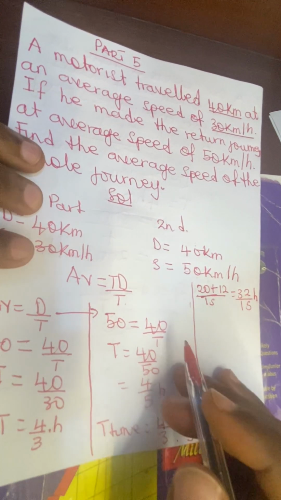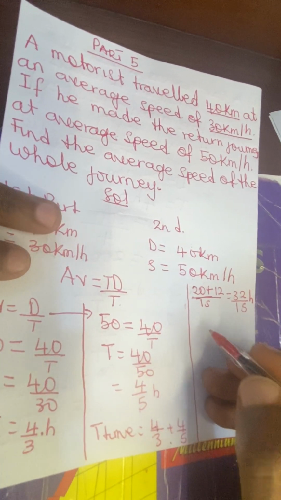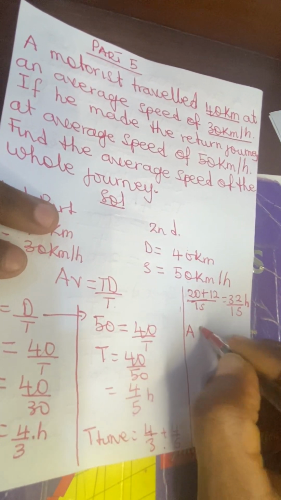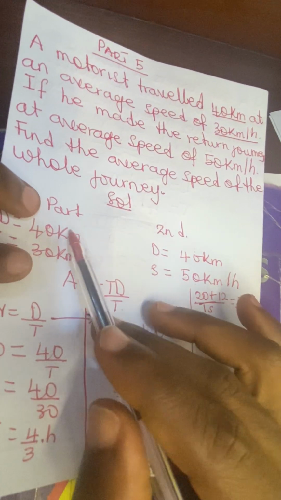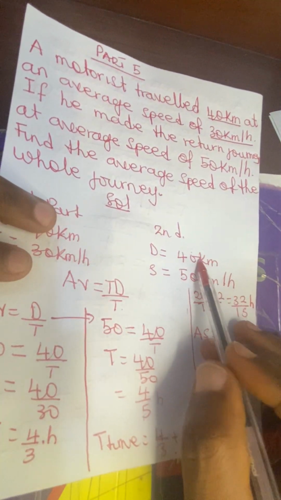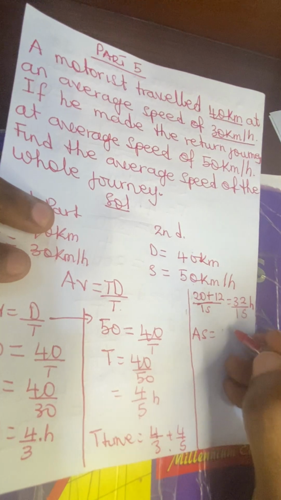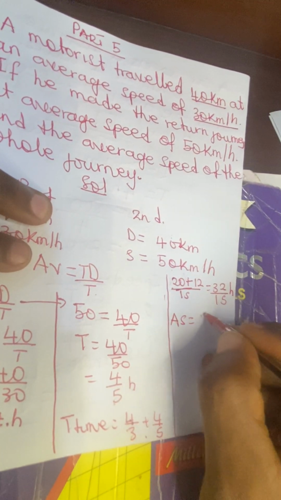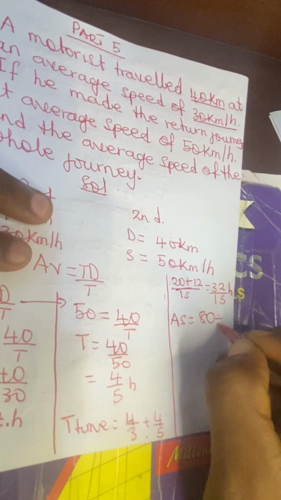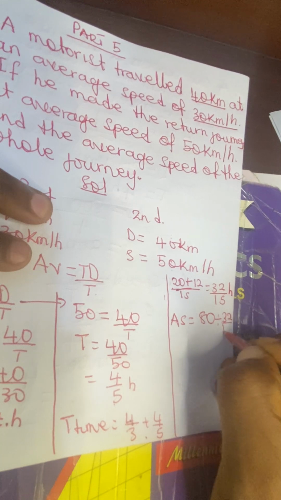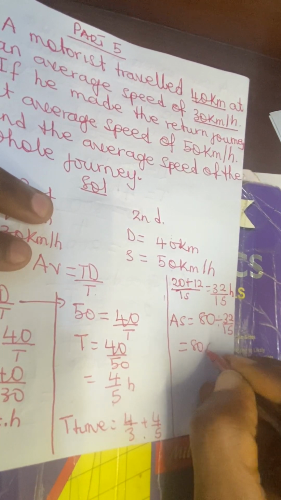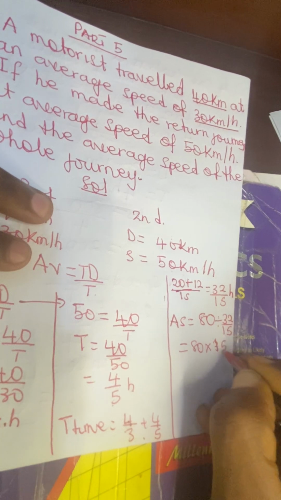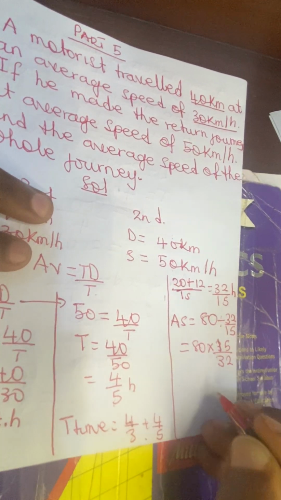So now, we find the average speed. Quickly, average speed is the total distance. What's the total distance? The summation of the first distance and that of the return journey, and we shall obtain 80 kilometers, dividing by 32 over 15. Now we obtain 80 times 15 over 32.